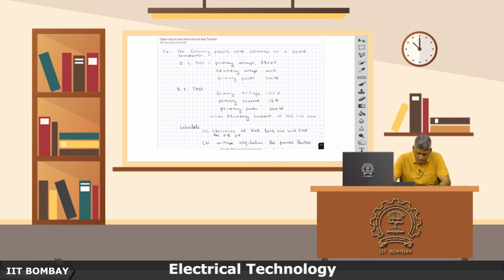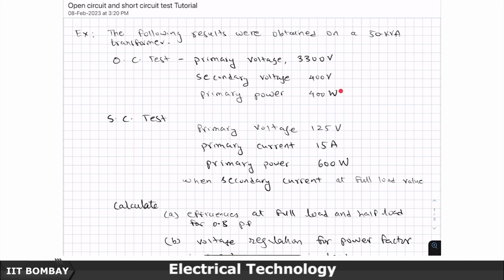The following test results were obtained on a 50 kVA transformer. The primary voltage is 3300 volts, secondary voltage is 400 volts, primary power is 400 watts. So, let me just write it down here. This is my V1, this is my V2, and this is the open circuit test losses.